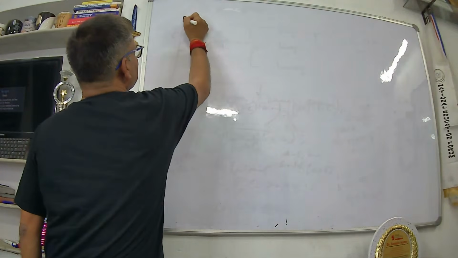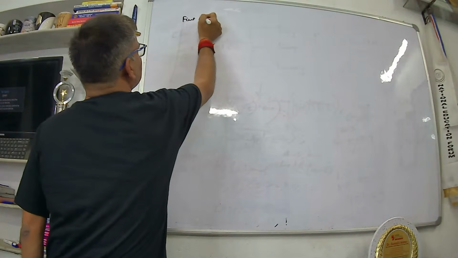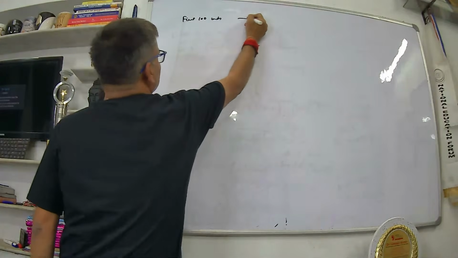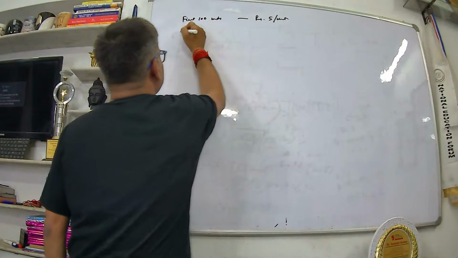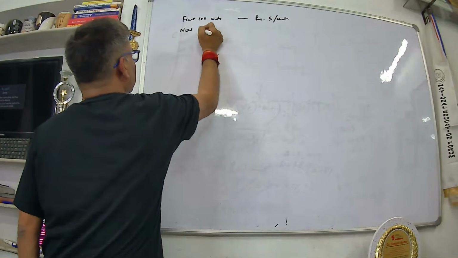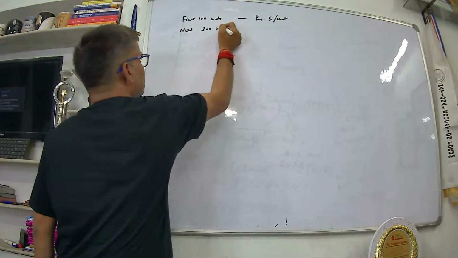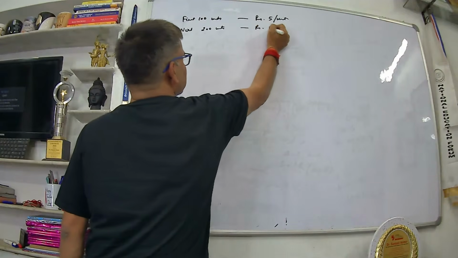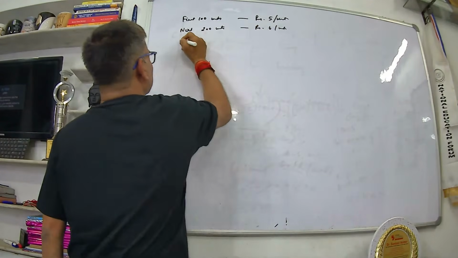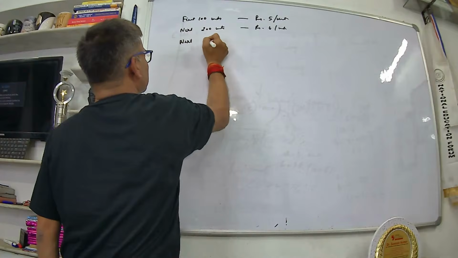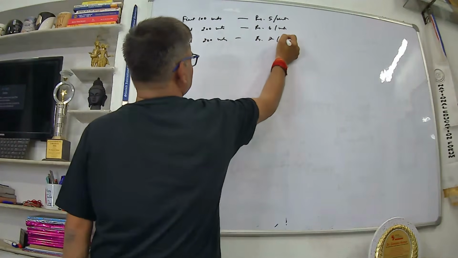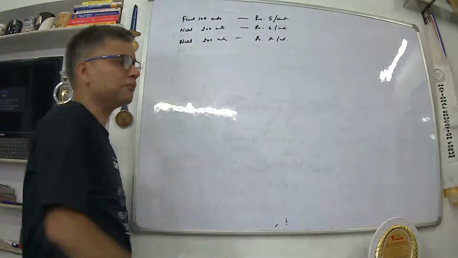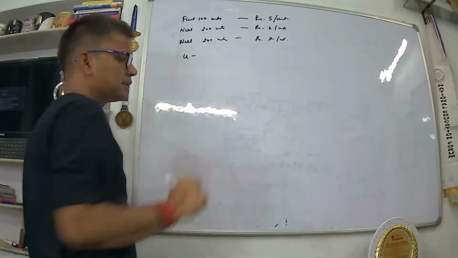First 100 units, rupees 5 per unit. Next 200 units, rupees 6 per unit. Next 200 units, rupees 7 per unit. Now what we will do, we will put the value of units.